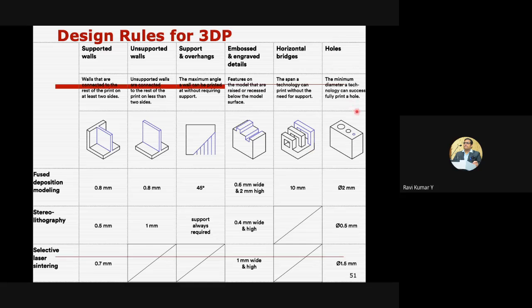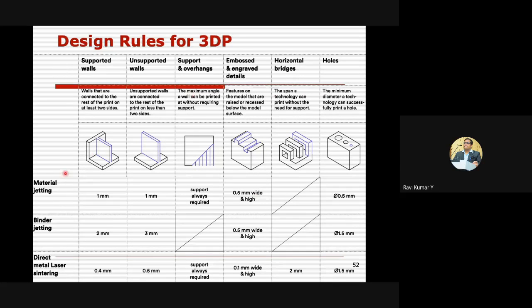And then you may have a minimum size of a hole that you can produce through FDM, maybe 2, or 0.5 in case of SLA, and it may be 1.5 for an SLS system. And then the same features, if you try to explain with the other 3D printing processes like material jetting, binder jetting, and directed metal DMLS, or a typical powder bed system with metals, you may have different values of these features, right? So these are some of the design rules.